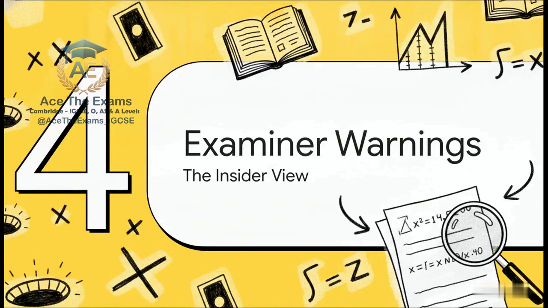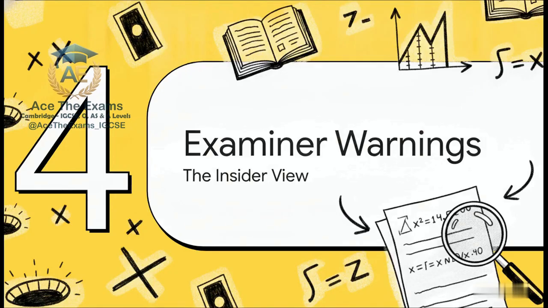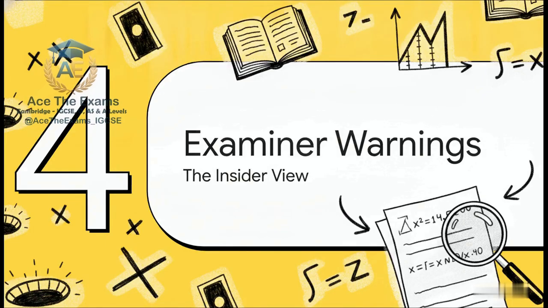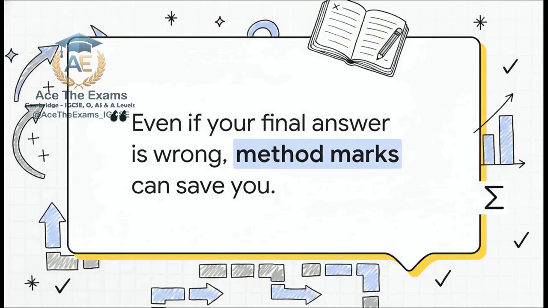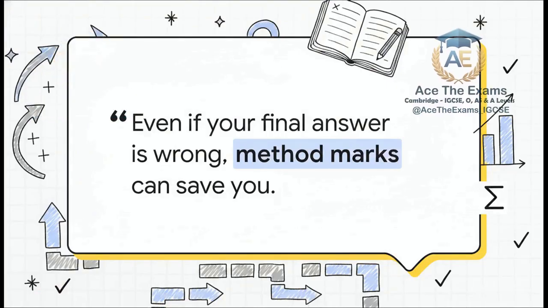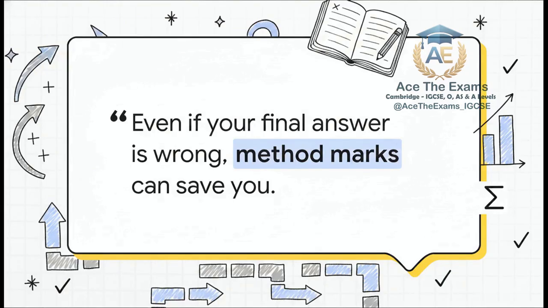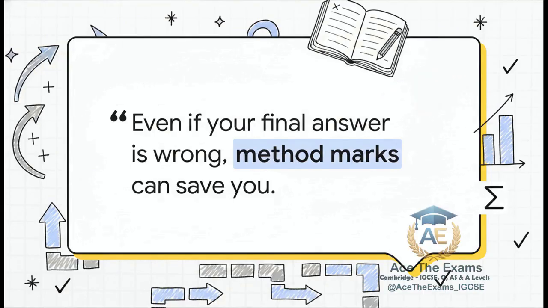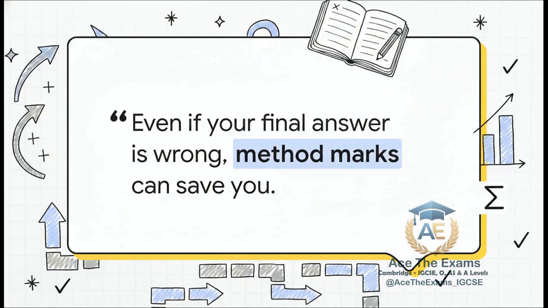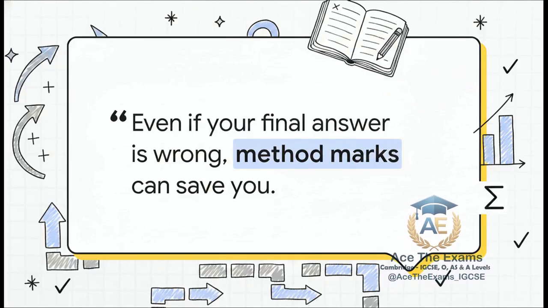All right, final descent sequence initiated. We are moving into Section 4, Top Examiner Warnings. This is the insider's view, pulling data directly from the Cambridge Principal Examiner reports. So, the crucial point is right here in the black box data. The examiners are incredibly clear on one major system failure. Students lose marks by not showing their working. Even if your final answer is completely wrong, method marks can save your trajectory.